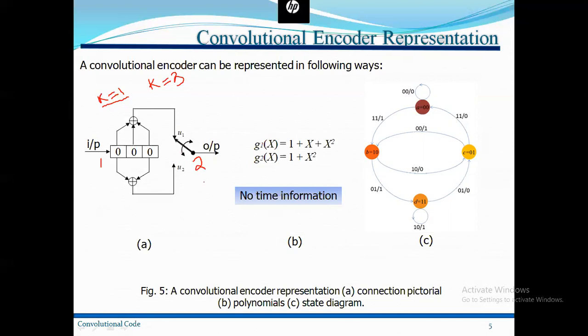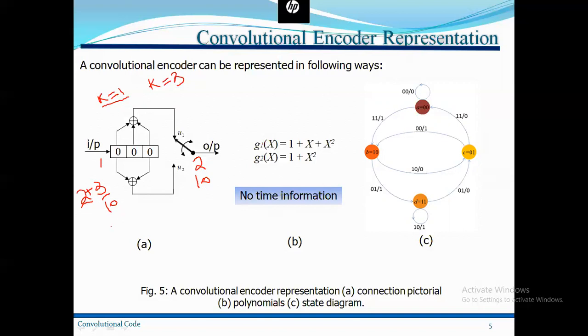And later we see that if we have 3 message bits, we have 10 output bits because we append 2 zeros with the message. So these 2 zeros will not be the actual data. The actual data is 3, so the code rate will be 3/10, which is less than 1/2.